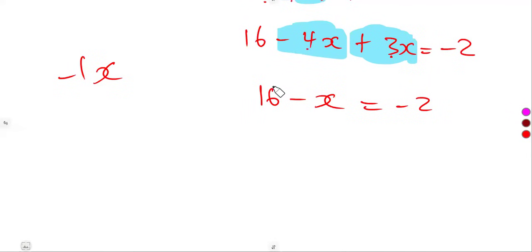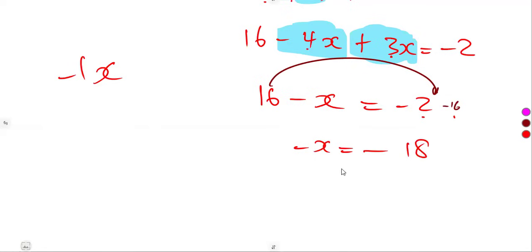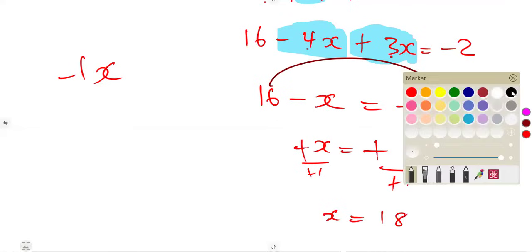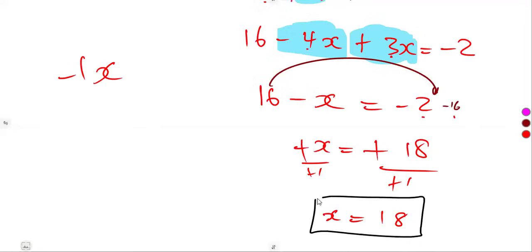We can take the 16 this side. It becomes a negative there. So it simply means minus x is minus 2 minus 16, which is minus 18. Then divide by negative 1. This is negative. So x is going to be negative. Negative cancels. That's a positive. So our x was going to be positive 18 as it is.